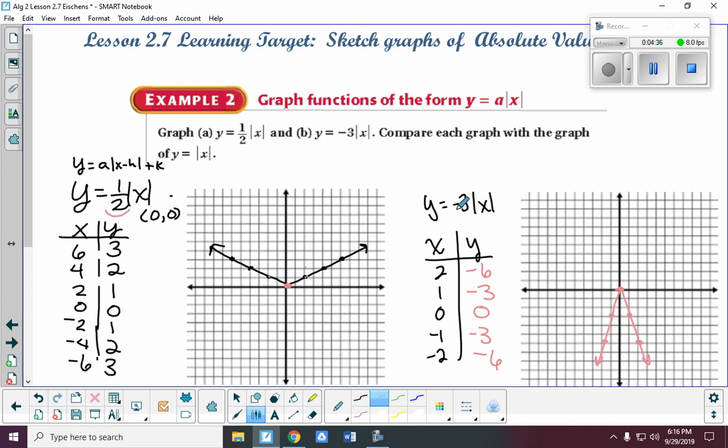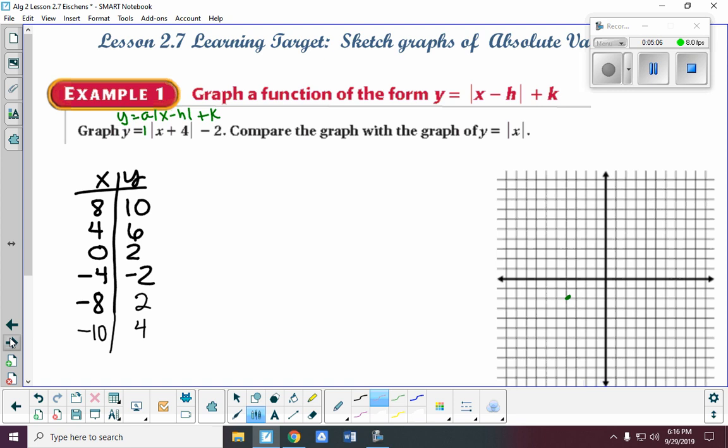Now, a couple things. Notice on the line on the right side, we do have a slope of negative 3, down 3 over 1. And then the other side, it reflects over, down 3, back 1. So this acts like the slope on the right side. Another thing to notice is that when you have a negative out front, this V shape opens down.